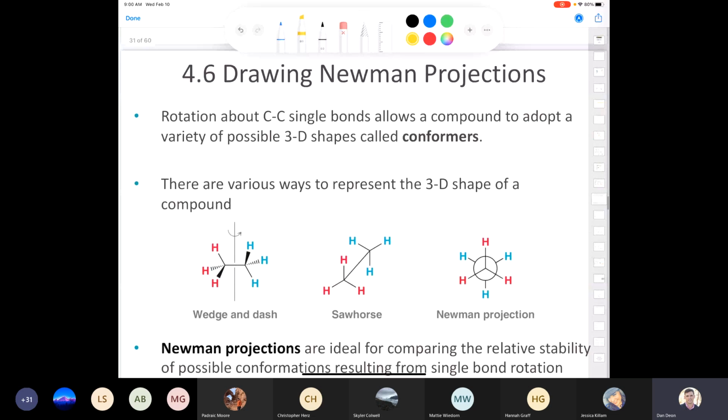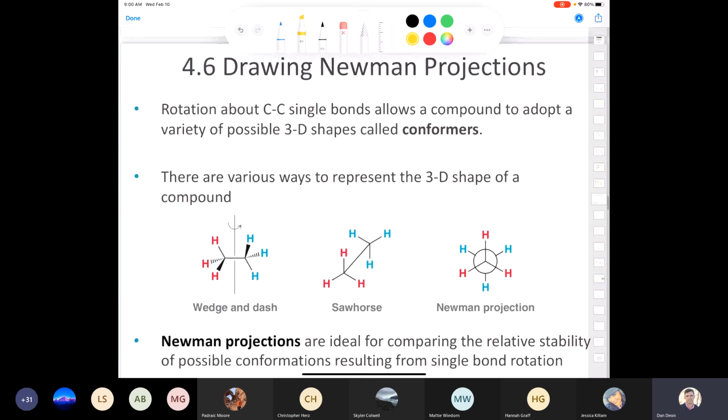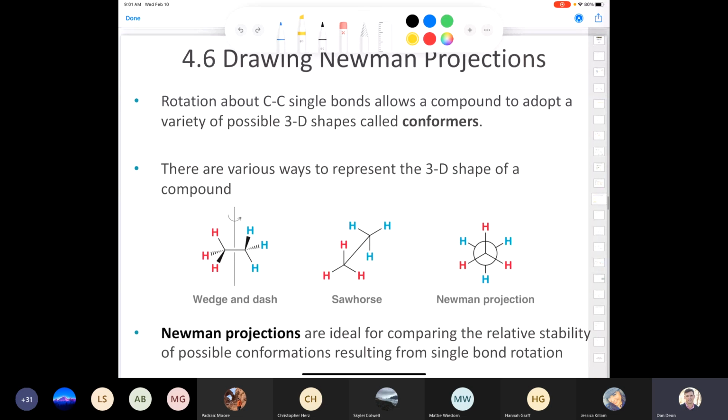And let's get into what are called Newman projections. You can really shake your fist and say Newman, just like Jerry. Anyhow, Newman projections were developed by Melvin Newman at Ohio State University a long time ago, back in the 1900s. It says here, the rotation around carbon-carbon single bonds allows a compound to adopt a variety of possible 3D shapes called conformers. To represent the three-dimensional shape of a compound, we have the wedge and the dash here. We have what's called a sawhorse, and we also have what's called a Newman projection. And we're going to focus largely on Newman projections for the rest of the lecture.